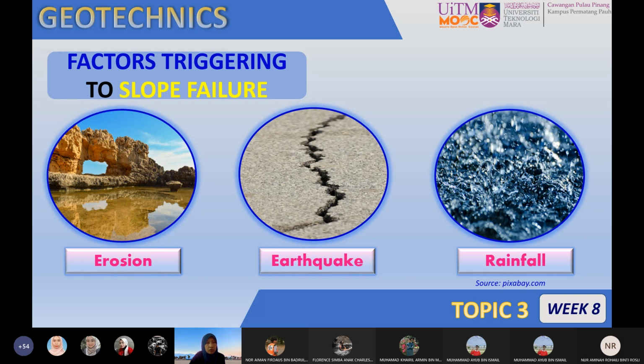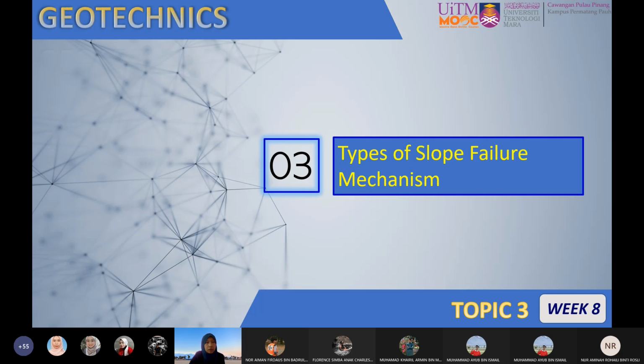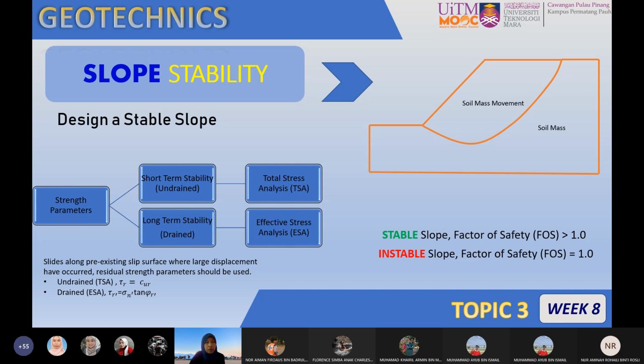And these are some images showing you slope failure, for example, erosion, earthquake, rainfall. How do they trigger slope failure? Okay, and then we go to the slope failure mechanism. Okay, this is an example when you are doing the design stage for a stable slope.